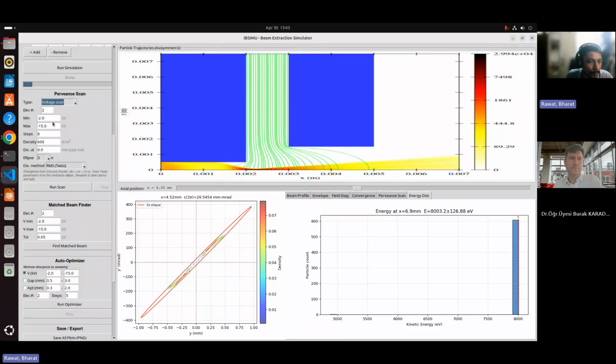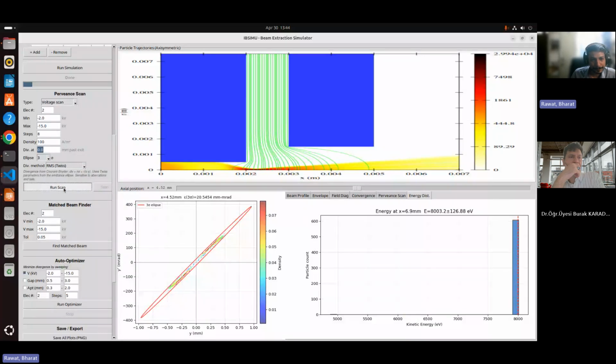So let's say I want to do a voltage scan between 2 kV and 15 kV in steps of 8, at the source current density of, let's say, 100 ampere per meter square, which is very low. And I want to measure the divergence exactly at this point of the acceleration grid. There are different methods of measuring divergence. You can make the 1 sigma ellipse, 2 sigma, 2.5, depending on how much area you want to cover. And then there are the direct RMS and FWHM methods. I've included all of them, whichever you prefer.